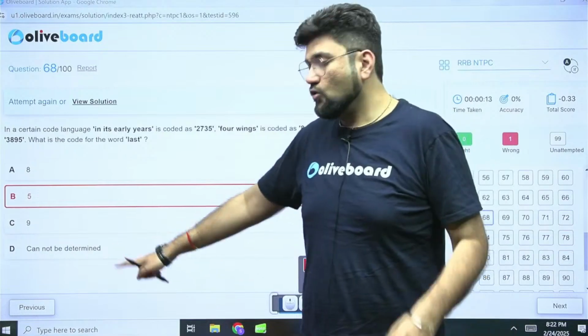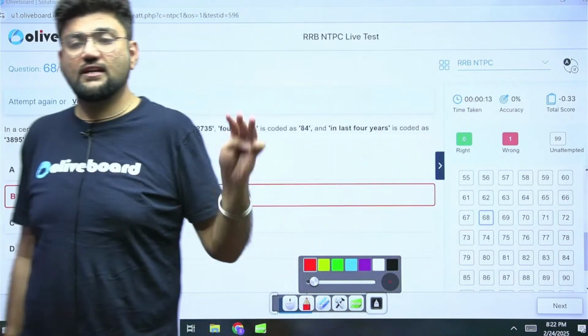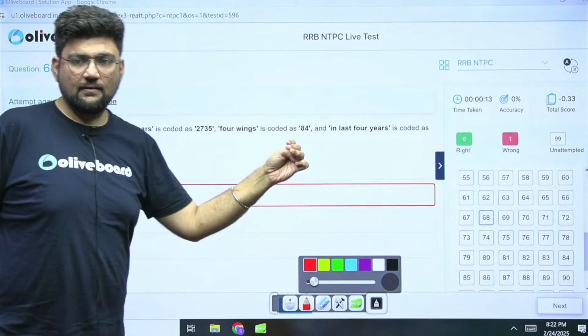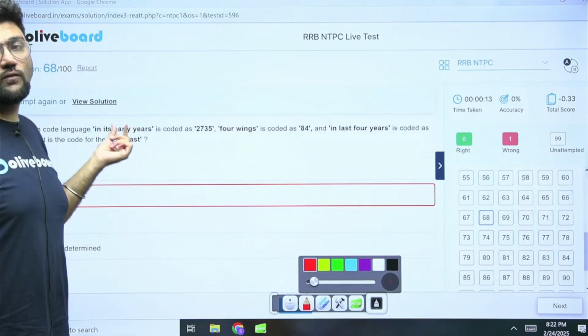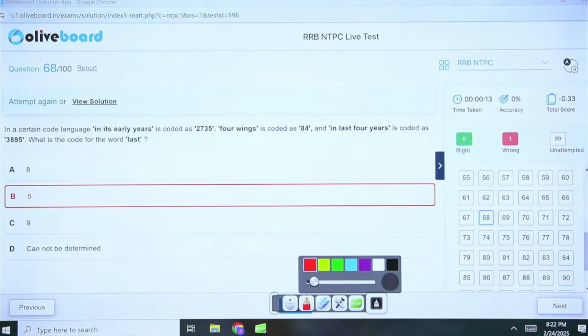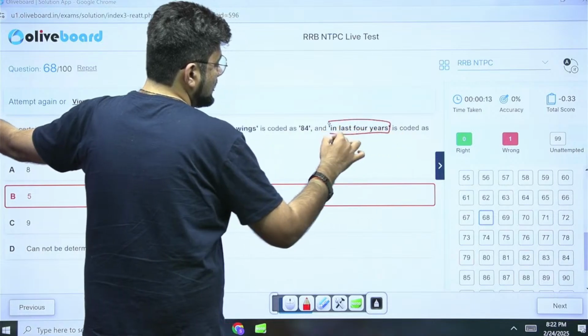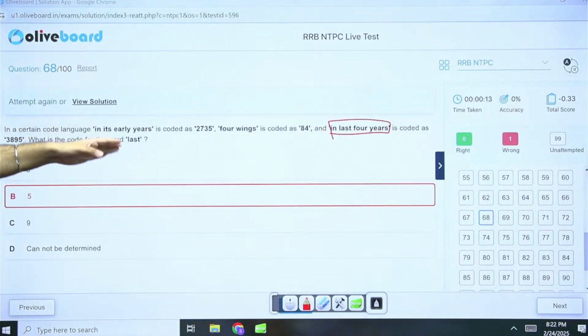But if they give you cannot be determined, none of these, or data inadequate as one of the options, then you will have to check it completely. Also, otherwise, if they have given you 2 words here, then also you'll have to check for one word, and then for the other one you can use the short trick. So now they want the word for last. Now where is last? Last is in last 4 years. So we need the code. We don't have last anywhere else, but we have 4.